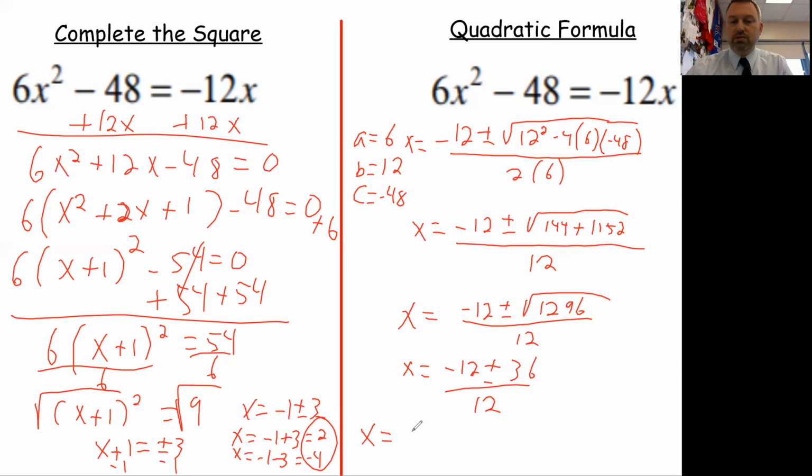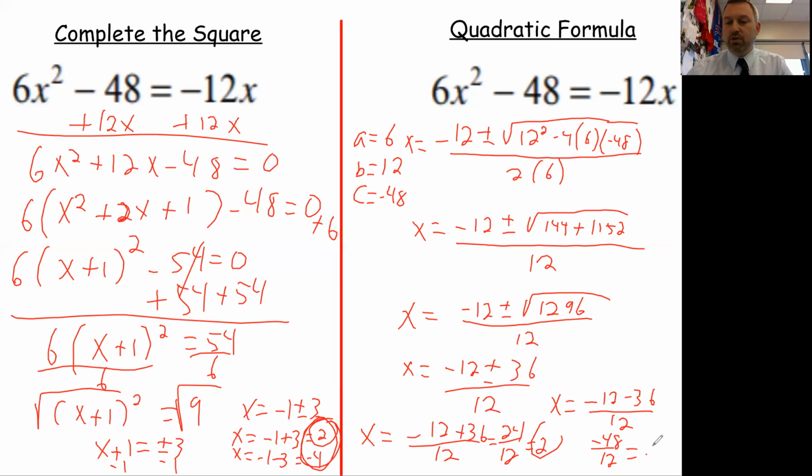So again, 2 zeros. And they better match up with what I have over here, right? So x equals negative 12 plus 36 divided by 12, and x equals negative 12 minus 36 all over 12. All right, well, this gives me 24 over 12, which is 2, which is what I wanted. And this gives me negative 48 over 12, which gives me negative 4, which is what I wanted.